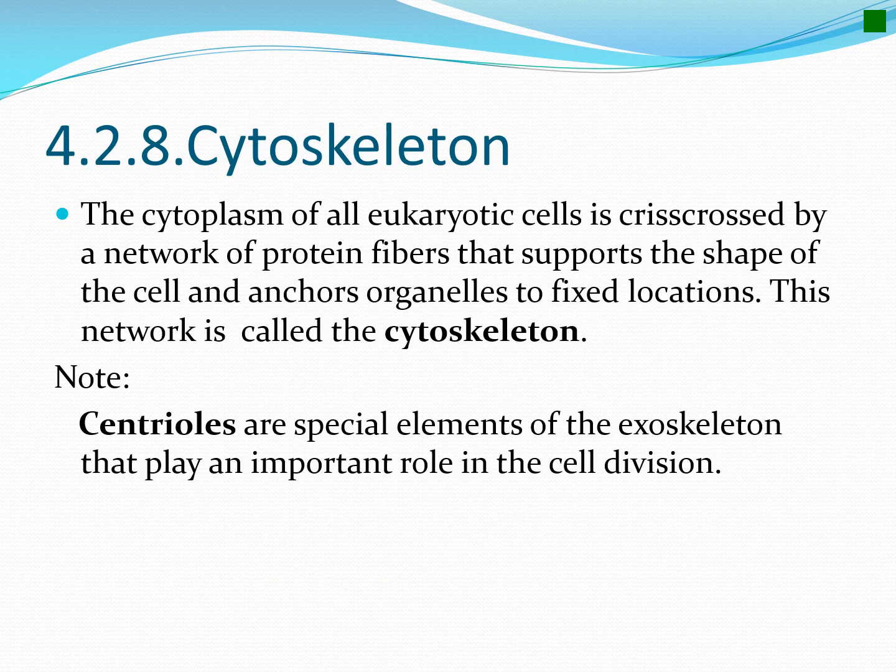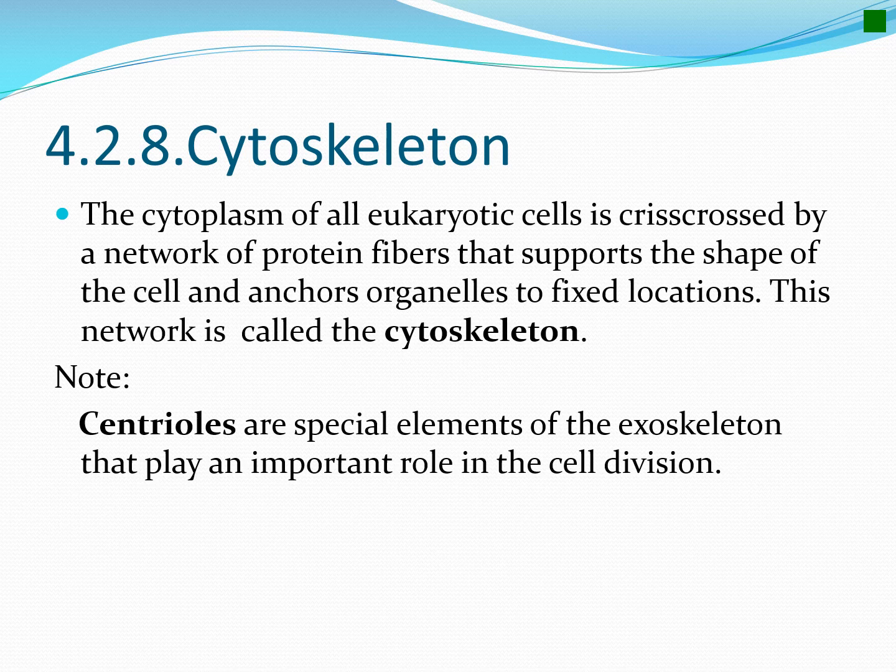Cytoskeleton, finally. The cytoplasm of all eukaryotic cells is crisscrossed by a network of protein fibers that supports the shape of the cell and anchors organelles to fixed locations. This network is called the cytoskeleton. So this will be a network or a web of fibers, of filaments, of tubules everywhere in the cytoplasm, and this will contribute to give a specific shape to a cell.